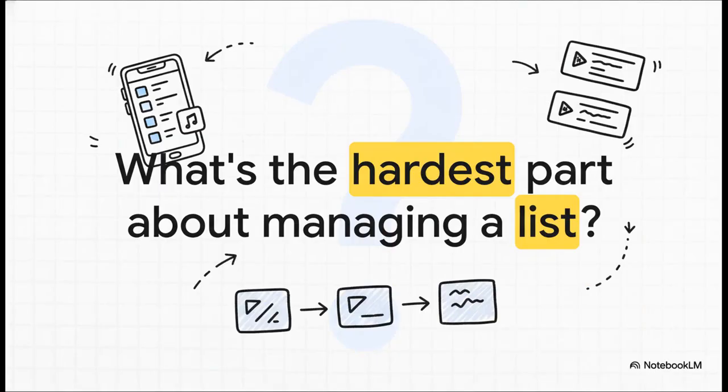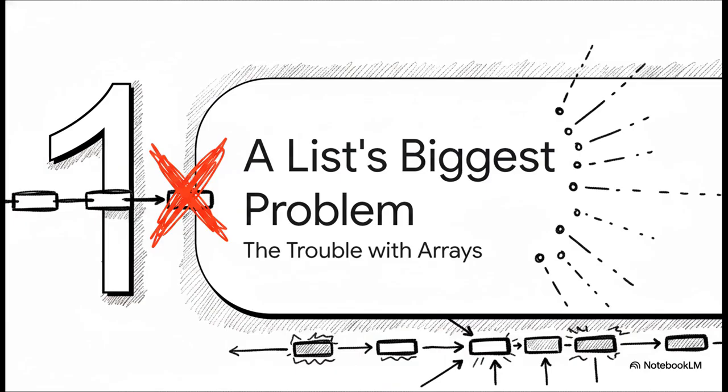Okay, let's just dive right in with a question. If you have a list of items, say a music playlist or maybe your contacts in your phone, what's the hardest part about managing it? It's usually not adding things to the end, right? The real headache, that's when you try to change things right in the middle.